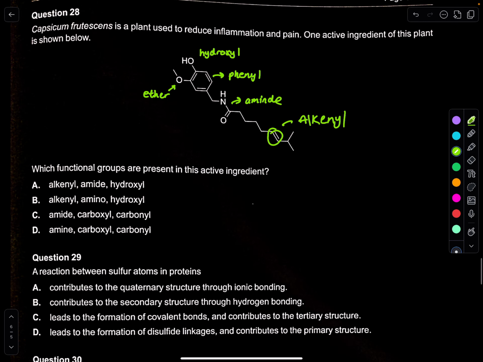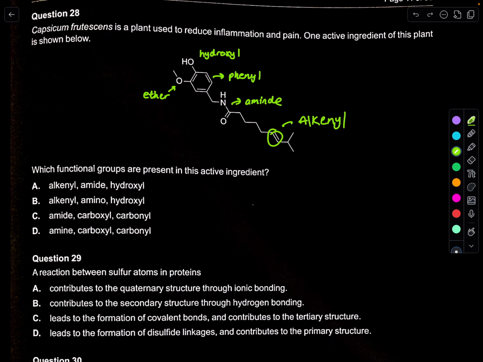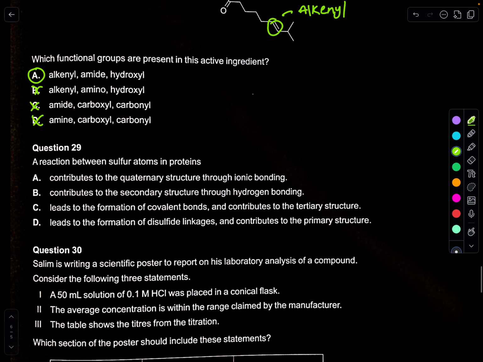So let's look at this. Which of the following are present in the active ingredient? The first one's alkenyl, yep. Amide, yep. Hydroxyl, yep. This one actually contains all of them, so it's that one. What about the other ones? It's not an amino acid. That's actually wrong, so that's why. This one, carboxylic: nope, there is no carboxylic acid there. It's like a C=O bond, by the way. So it's only A. Beautiful.